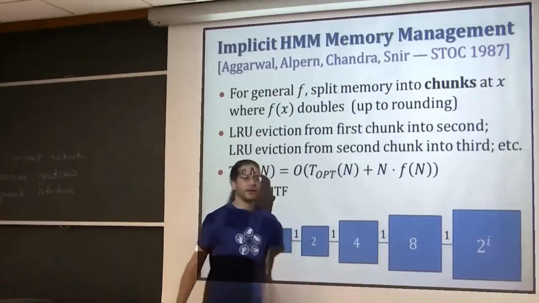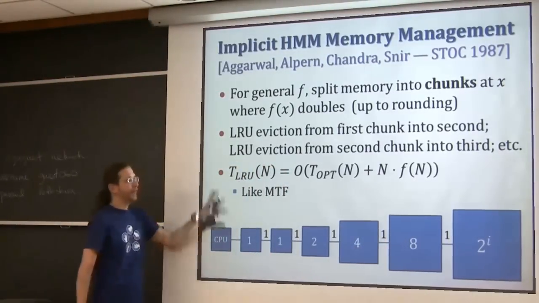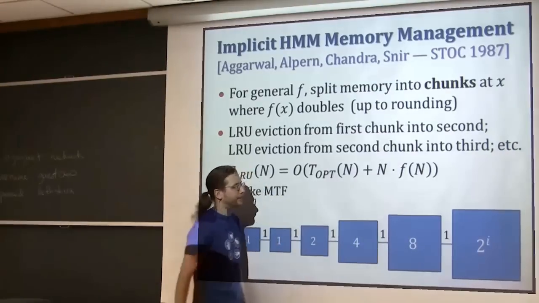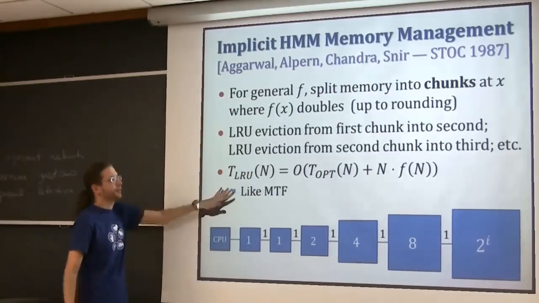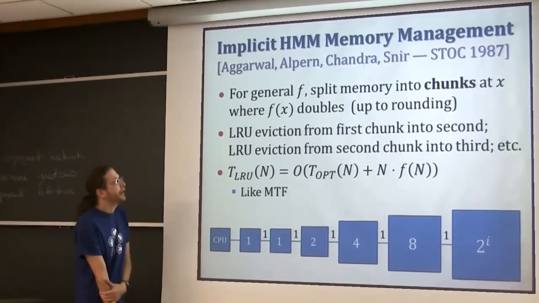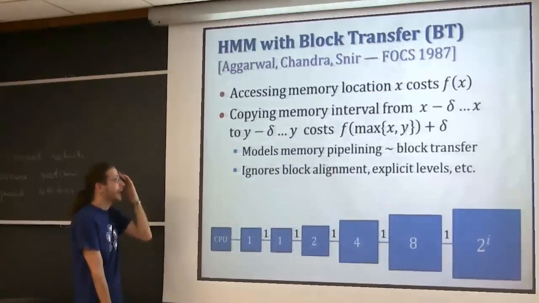And you do a chain of LRUs. Then you can prove that is within a constant factor of optimal, but you do have to pay a startup cost. It's similar to move-to-front analysis from Sleator and Tarjan. Okay, enough about HMM. Sort of.